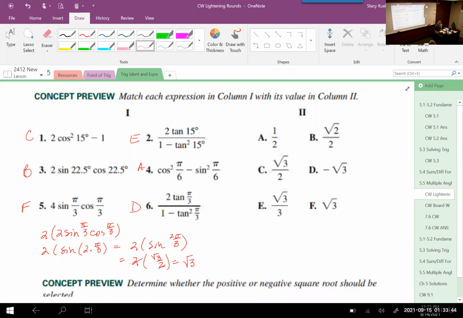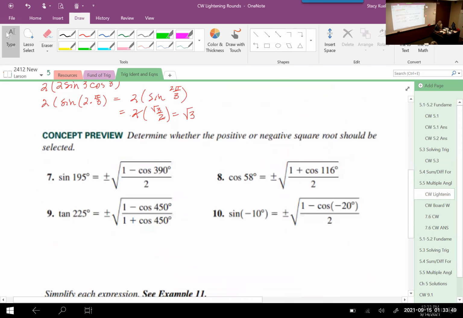All right, let's look at another set here. Another piece of paper. For these 4, you need to determine: am I going to be using the positive square root or the negative square root? What form are these all in? What identity have we done? The half angle identities, right?